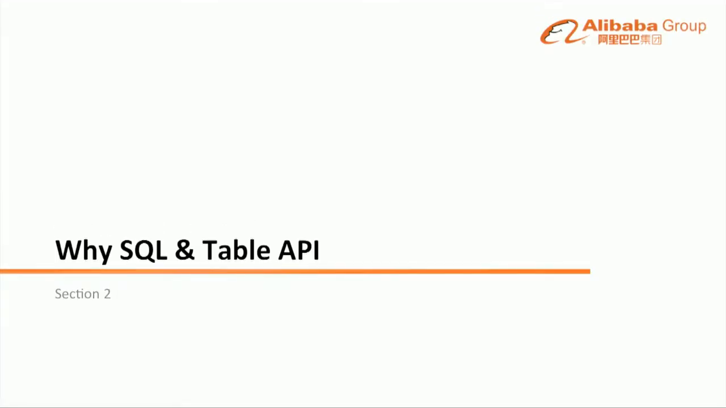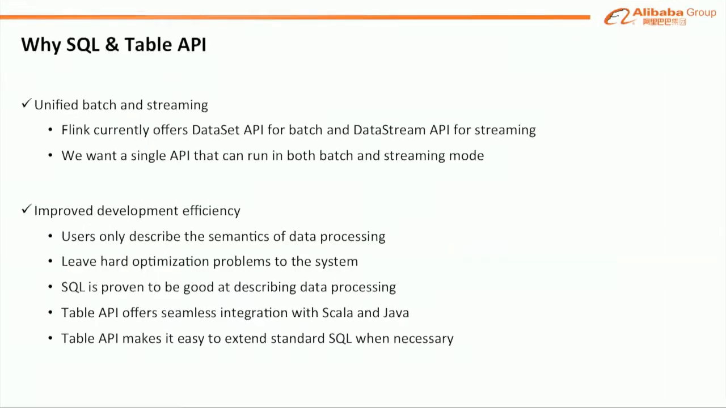Now let me give you some background reasoning on why we choose SQL. As I mentioned a bit earlier, one of the major reasons we choose Flink is Flink treats batch and streaming equally, in a uniform way in its runtime. However, at the API level, Flink still offers two sets of API. It offers the DataSet API for batch processing and DataStream API for streaming. This is kind of unfortunate.